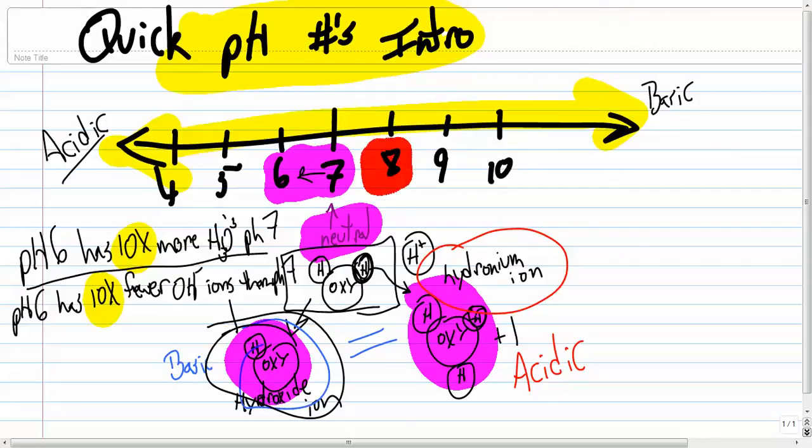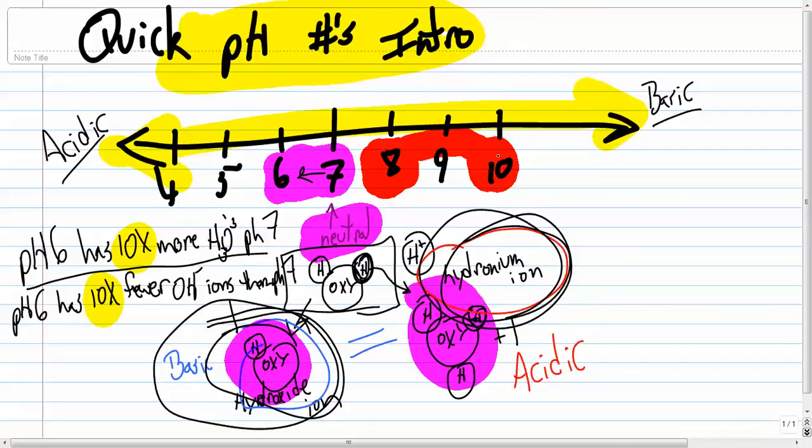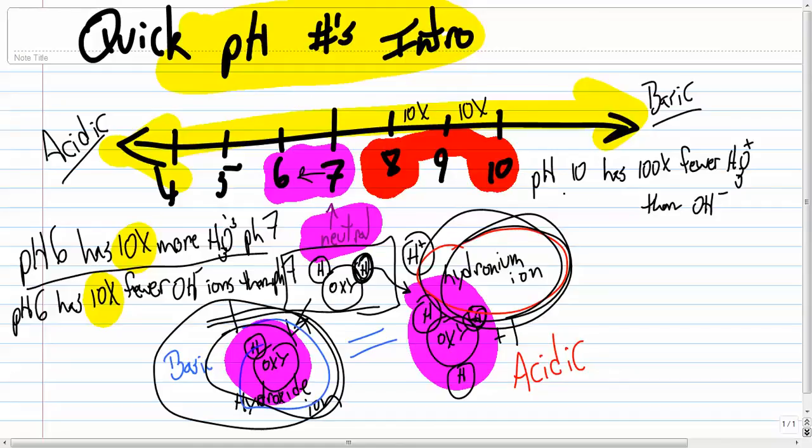So let me do another one. Let's say I have something with a pH of 8, and I adjust the solution so now it has a pH of 10. If I've gone from a pH of 8 to a pH of 10, then I've got fewer of these things and more of these things, because this solution is more basic. A pH of 10 is 2 steps apart, and if each step is 10 times, that means something with a pH of 10 has 100 times fewer H3Os than OH minuses. Another sentence that describes the same thing would be something with a pH of 10 has 100 times more of the hydroxides than the hydroniums.